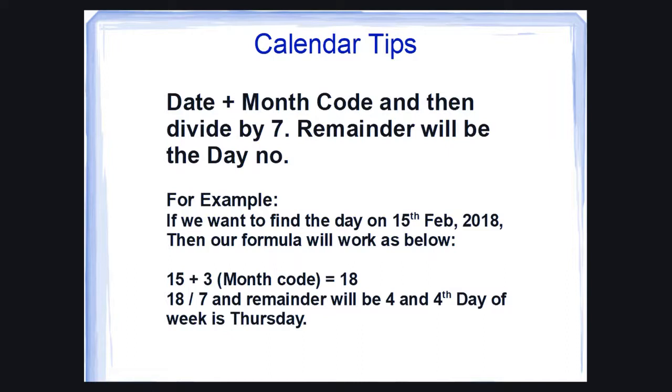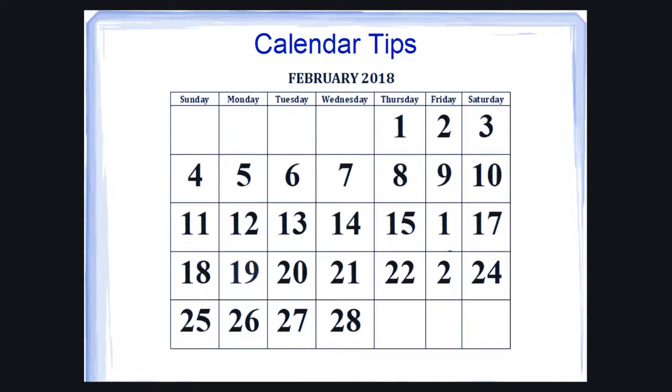I'll show you the formula once again which we calculated. 15 plus 3 is 18, and 18 divided by 7, the remainder is 4. Fourth day is Thursday. I hope you got it. So now I will let you know how to calculate the month code.